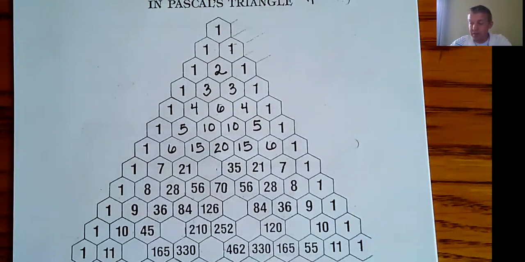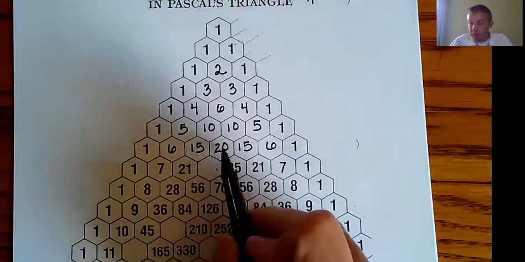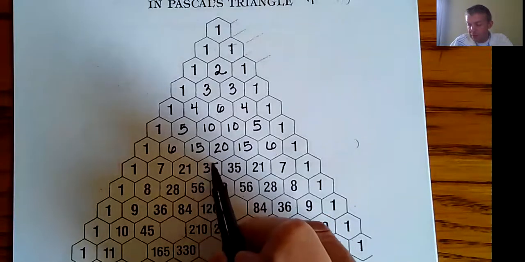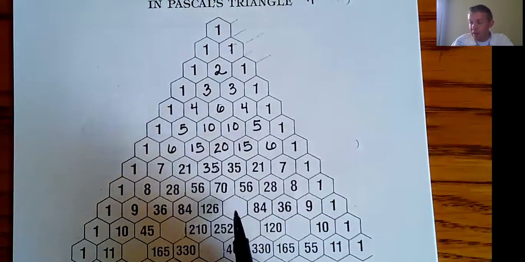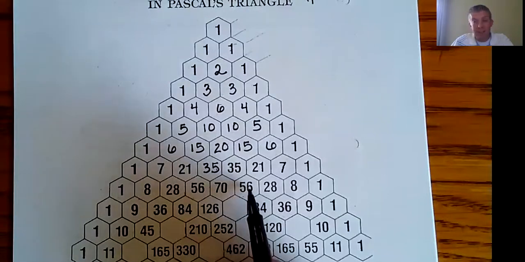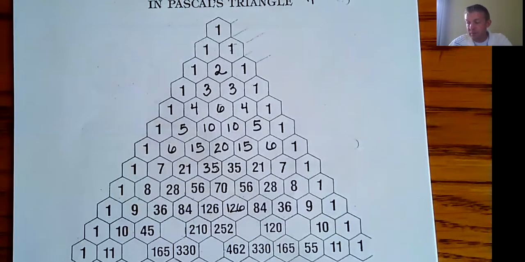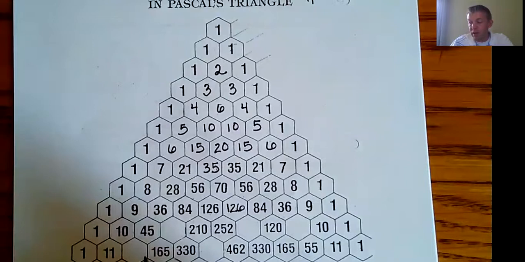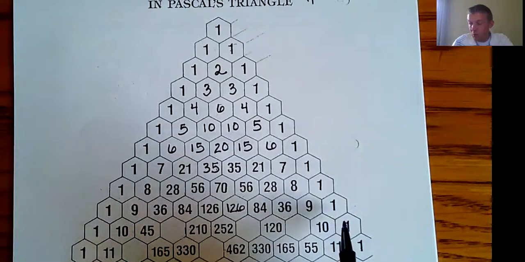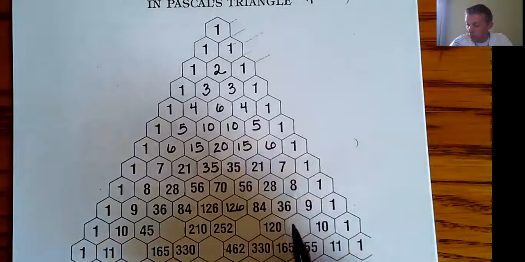Okay, you ready to see the answers? Well, this would be 15 plus 20, it's 35. 70 plus 56 is 126. And you can also use symmetry. If you count 1, 2, 3 in here, I got 45. So 1, 2, this should be 45 as well. And you can see that it is 36 plus 9.